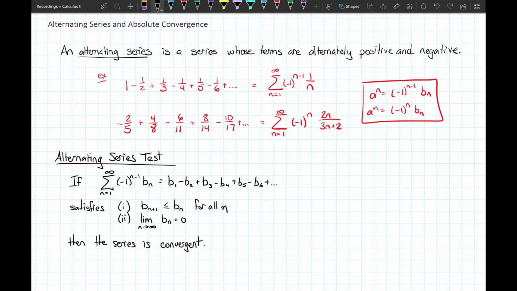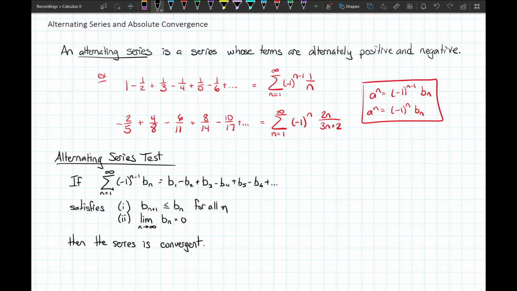And the second one is actually kind of related to the test for divergence. We also have to have that the limit of our b_n's must equal 0 as n goes to infinity. Those two criteria, and we know it's convergent. This test doesn't say otherwise divergent, unfortunately, but we can at least tell when something is convergent by using this test. The test for divergence may be really useful here to show when a series is divergent.